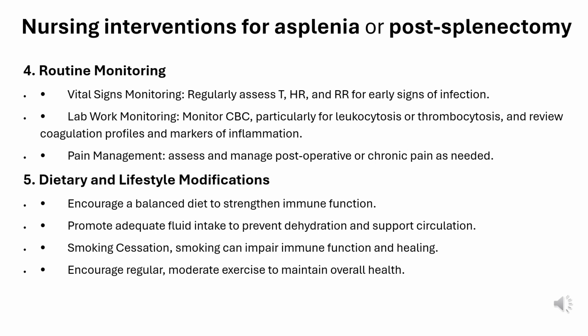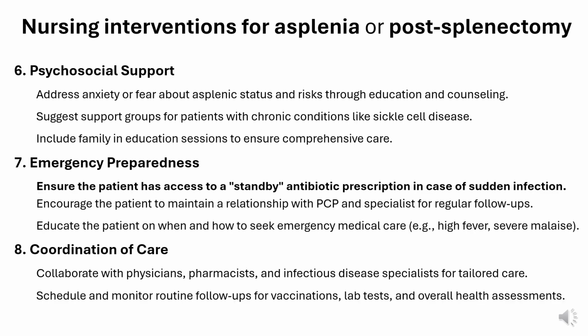Dietary and lifestyle modifications. Nutritional support: encourage a balanced diet to strengthen immune function. Hydration: promote adequate fluid intake to prevent dehydration and support circulation. Smoking cessation: counsel on quitting smoking, which can impair immune function and healing. Exercise: encourage regular, moderate exercise to maintain overall health.